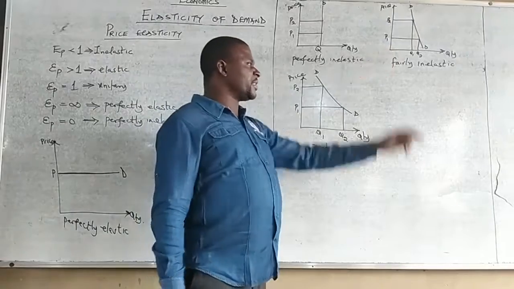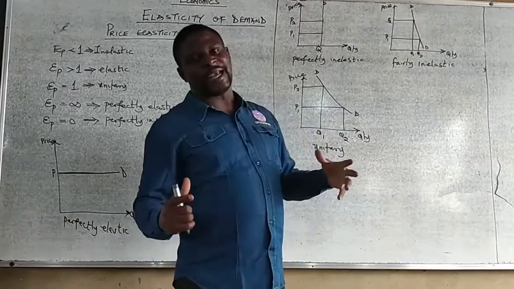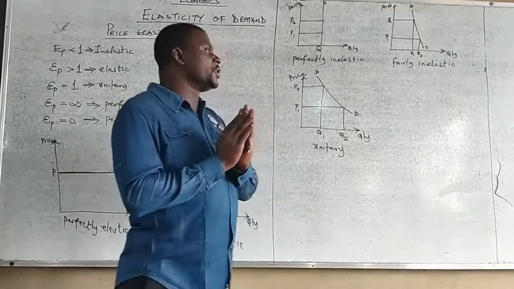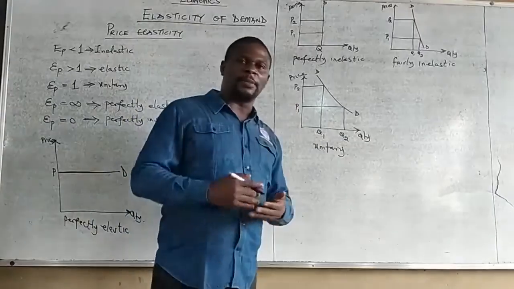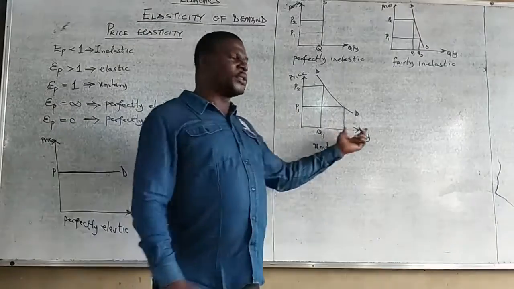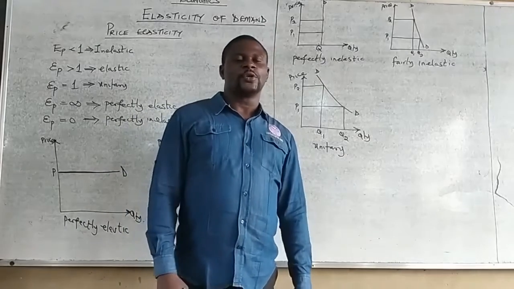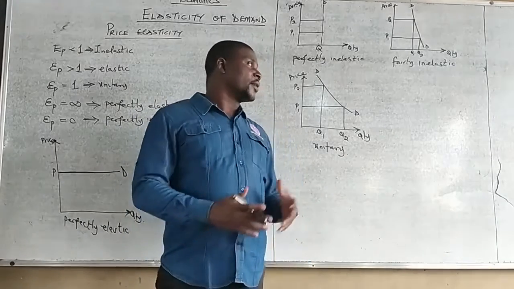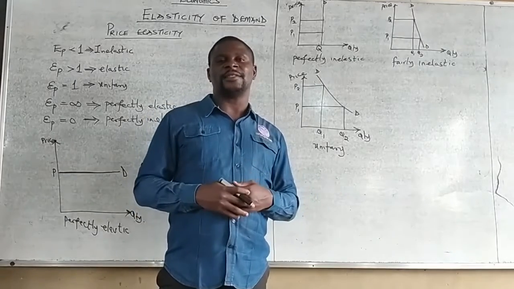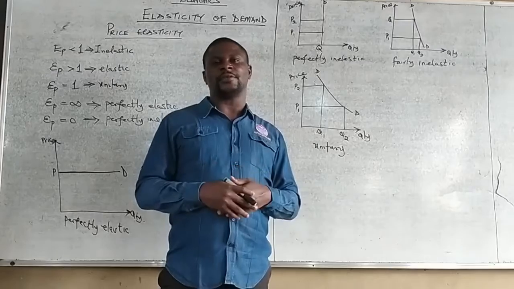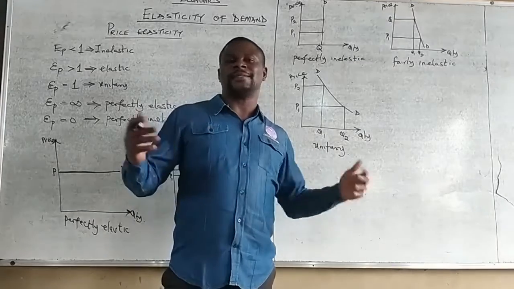Then demand for a product is said to be fairly inelastic when a wide change in price brings about just a little change in quantity demanded. And of course, if a change in price brings about a proportional change in quantity demanded, demand for that product is said to be unitary. So with this, we have come to the end of price elasticity of demand. We are now going to be looking at income elasticity of demand.